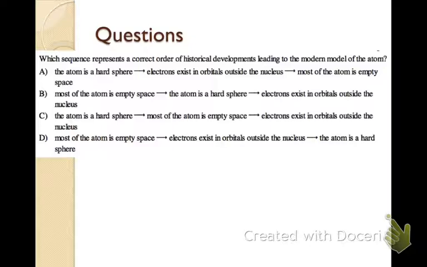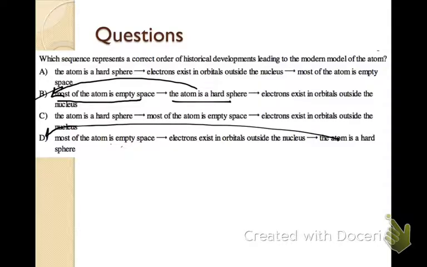So if we take a look here, we want the hard sphere to be the first part of this. So A, the atom is a hard sphere, good. B, most of the atom is empty space versus the atom is a hard sphere. This one went before. The atom is a hard sphere. Let's keep going. And then D, most of the atom is empty space. Electrons exist in orbitals around the nucleus. So far, these two are incorrect order. However, that should have been first.